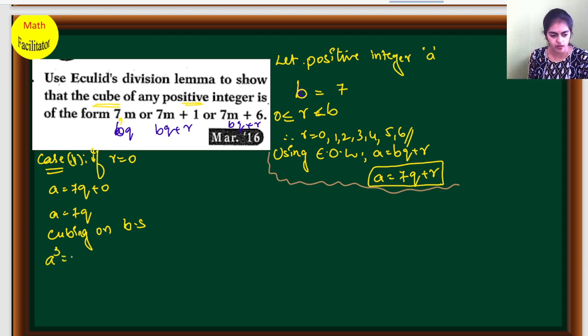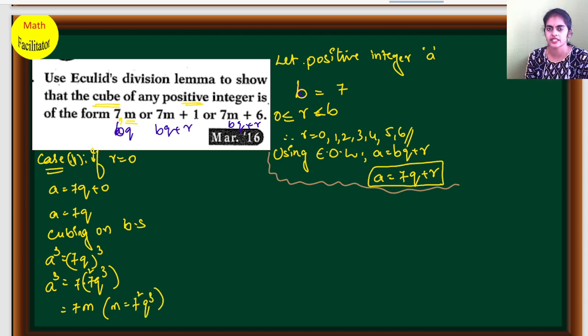So a cube equal to 7q whole cube, or you can write a cube equal to 7 into 7 square into q cube. So that is nothing but 7 into m. Here you have to prove it as 7 into m. So m, I am taking it as 7 square q cube. I am not solving 7 square as 14, but I am not writing it because anyways you are going to take the entire bracket value as m. Okay. So whatever you have to prove is this.